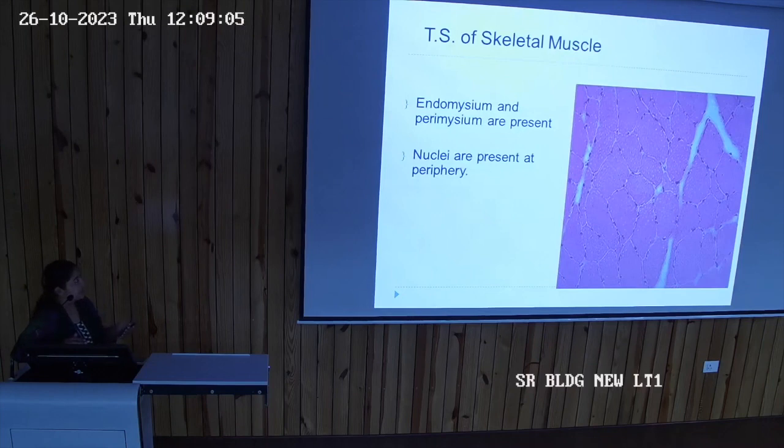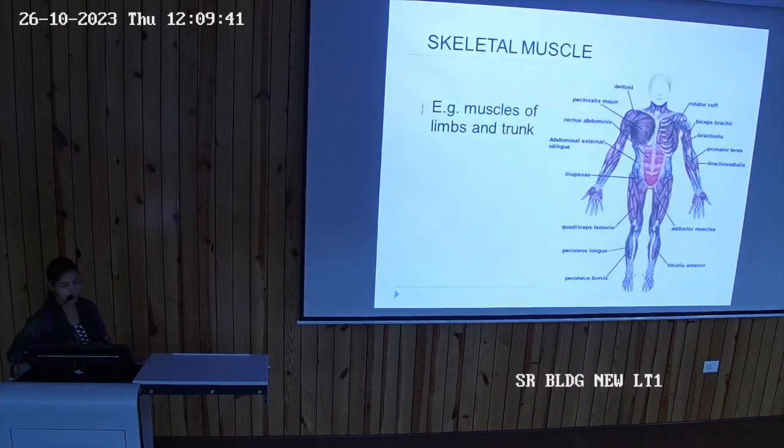Now the transverse section of the skeletal muscle. The transverse section will be similar to what you have seen as the layers of perimysium, endomysium, and epimysium. These are the individual muscle fibers, and this is the fasciculi covered with the perimysium. Here also we can see the nuclei arranged on the periphery. For skeletal muscle, do remember that the nuclei are always placed in the periphery, whether it's a longitudinal section or the transverse section. This is the location of the skeletal muscles.